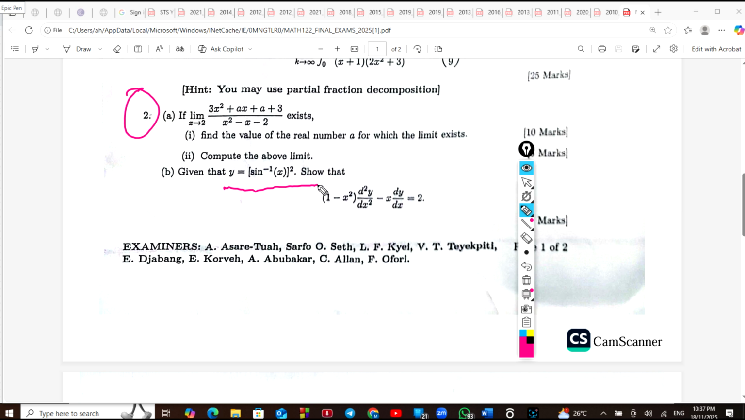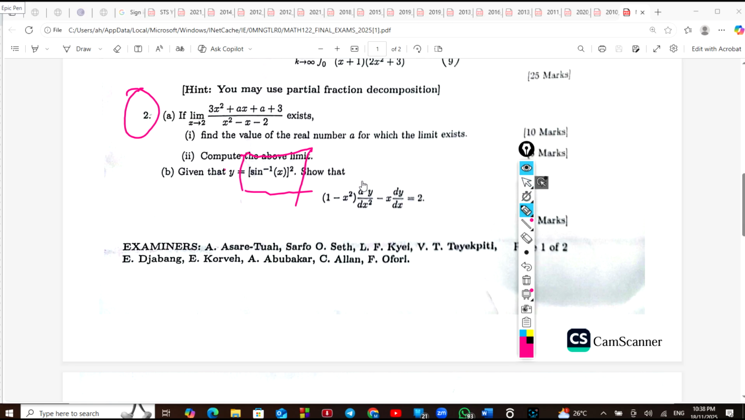Given that y is equal to sine inverse of x all squared, show that (1 minus x squared) d squared y over dx squared minus x dy/dx is equal to 2. That we should show that, if this is equal to this, then this follows. Okay, I want us to clarify something about the derivative of sine inverse of x. That's the reason why I'm recording this short video, to explain that one for you.